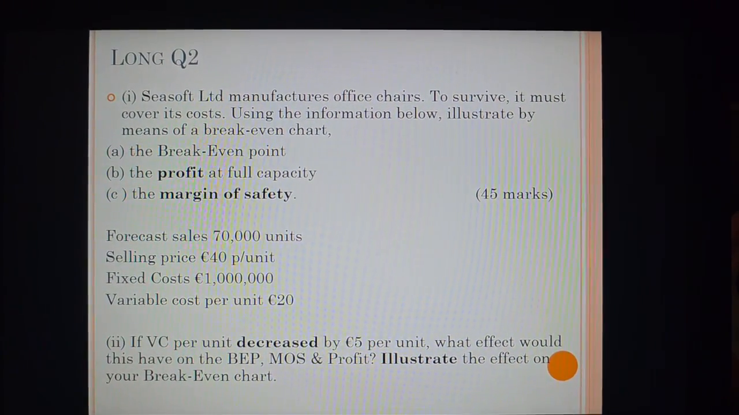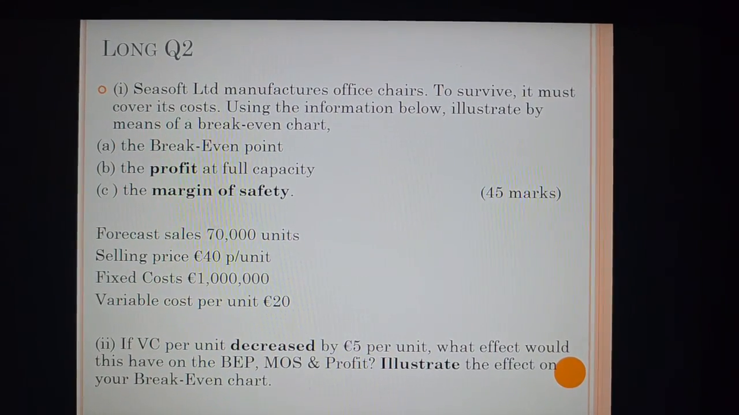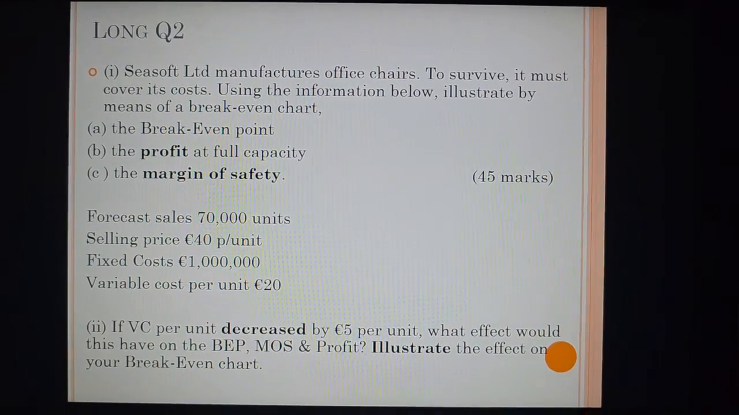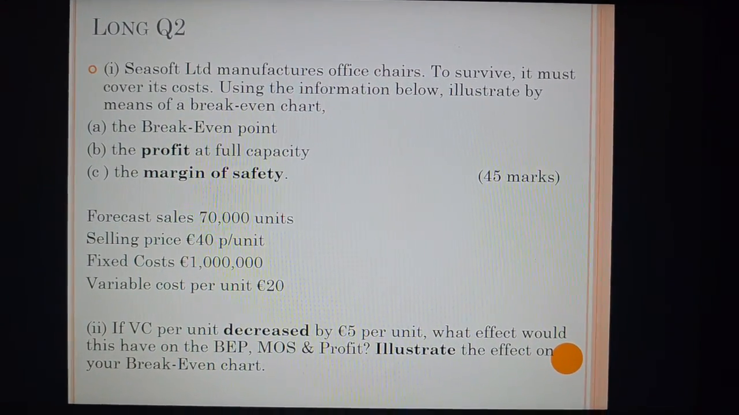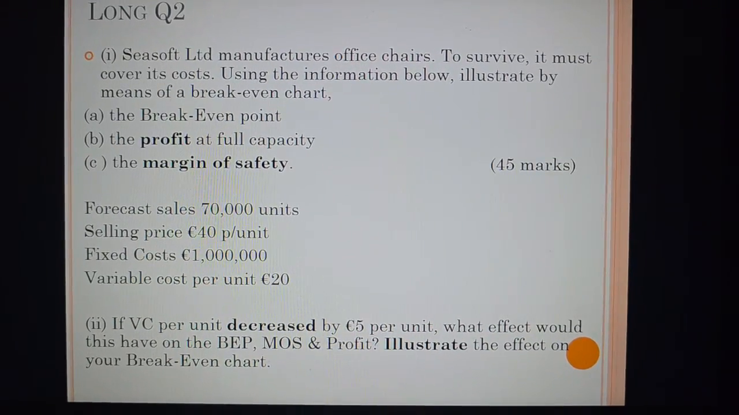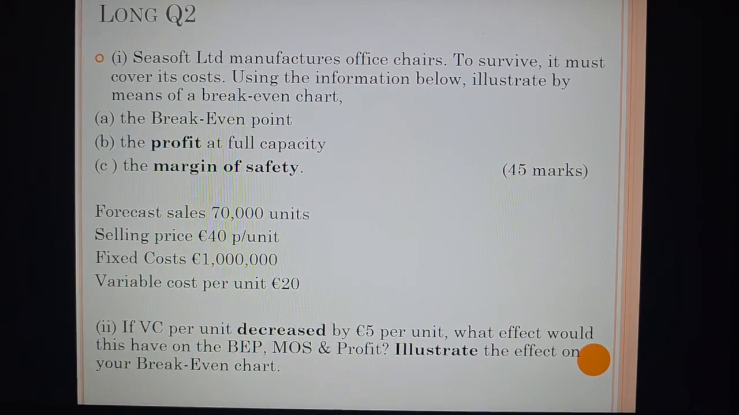Okay, so Csoft Limited manufactures office chairs. To survive, it must cover its costs. Using the information below, illustrate by means of a break-even chart. So we have to draw a break-even chart. Illustrate the break-even point, the profit at full capacity, and the margin of safety. So we need to calculate those three things as well as illustrating them on the break-even chart.